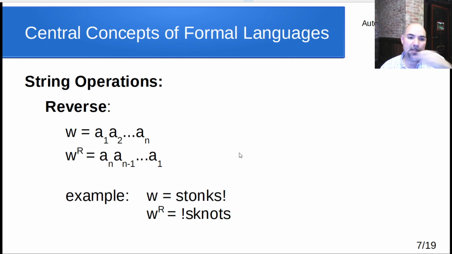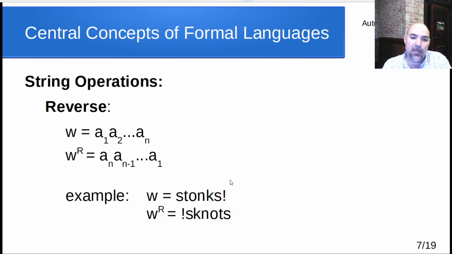All right, another string operation is string reverse, which is denoted by raising some string to the R. So this is the reverse of that. And basically all that does is it switches the order and reverses it so it's backwards. So rather than being A1 through AN, it starts with N, and goes N down to 1. So in other words, in my example down here, if we have W is stonks, then when we reverse that, we put the last character first, the second to last one next, and it just goes backwards through that string.